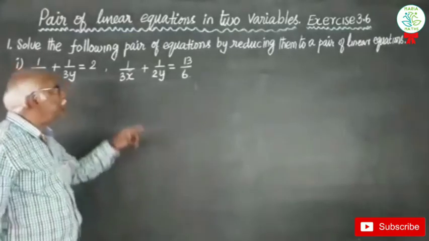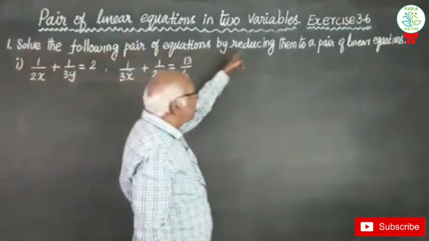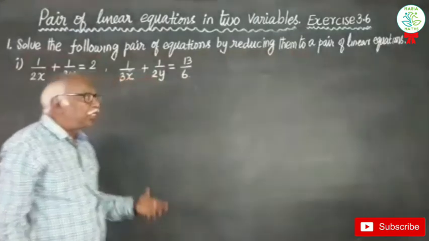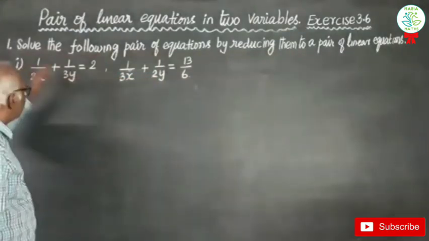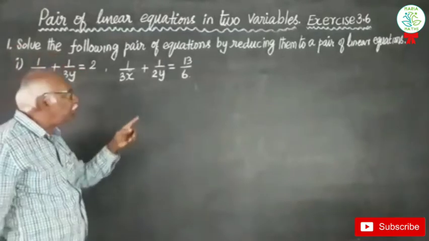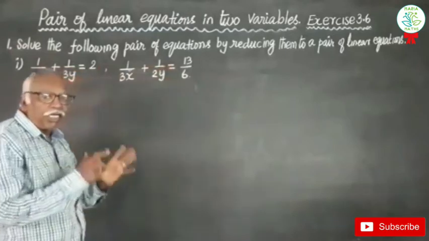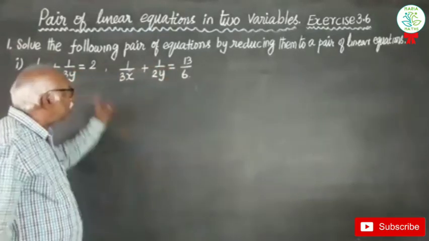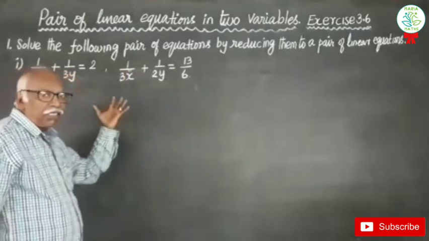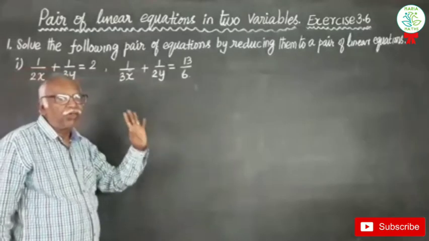Exercise 3.6. Solve the following pair of equations by reducing them to a pair of linear equations. Here two equations are given: 1/2x plus 1/3y equal to 2, and 1/3x plus 1/2y equal to 13/6. These are both pair of equations, but it is not a pair of linear equations. So you have to convert this pair of equations into a pair of linear equations in two variables.